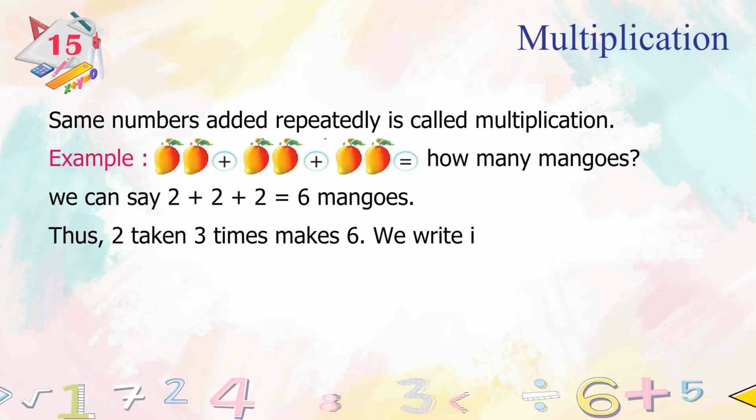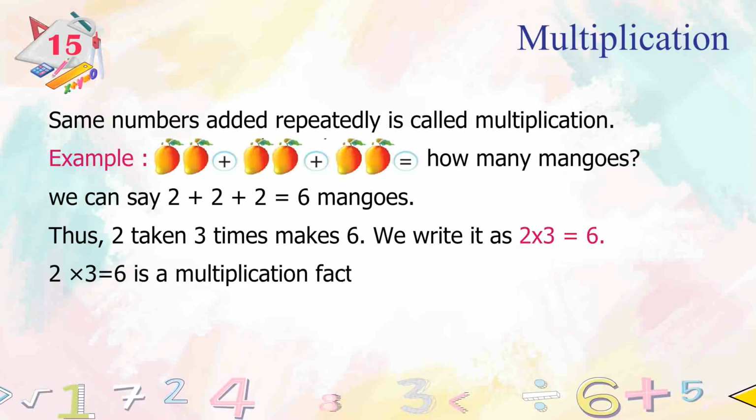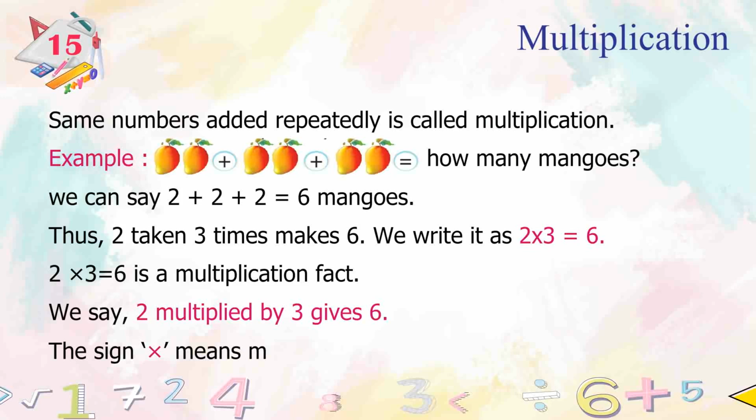We write it as 2 multiply 3 is equal to 6. 2 multiply 3 is equal to 6 is a multiplication fact. We say 2 multiplied by 3 gives 6. The sign times means multiply.